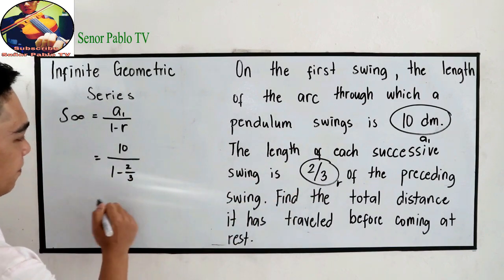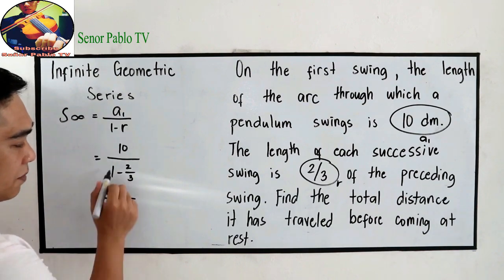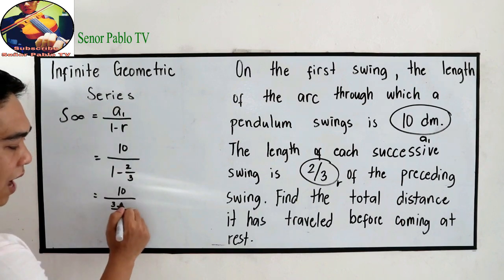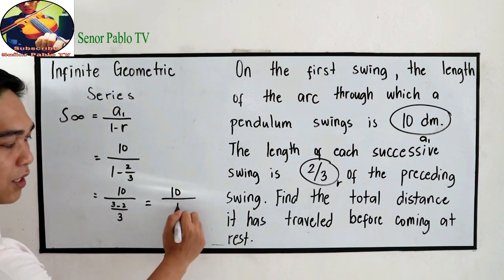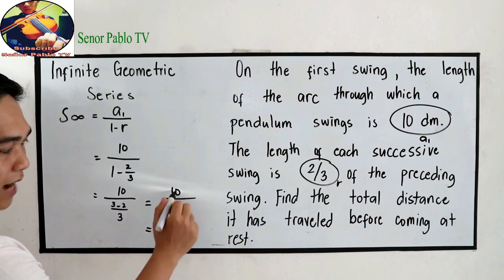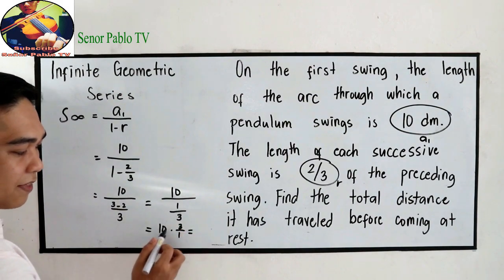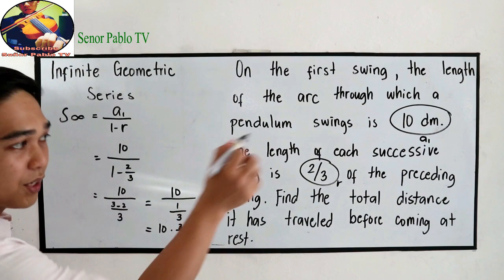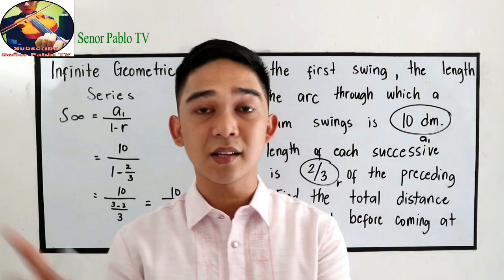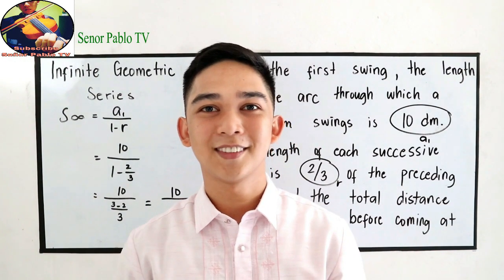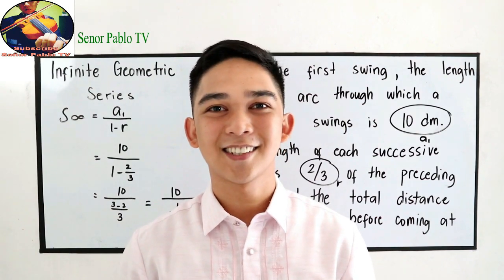2 over 3. So, 10 over 3. 3 times 1, 3 minus, copy 2. So, 10 over 3 minus 2, that is 1/3. Copy the numerator times the reciprocal of the denominator, 3 over 1. So, 10 times 3, that is 30. Ang unit natin, dm. So, mag-travel siya ng total ng 30 decimeter bago siya huminto. So, yan ang infinite geometric series. So, tapos na tayo sa lesson 2.